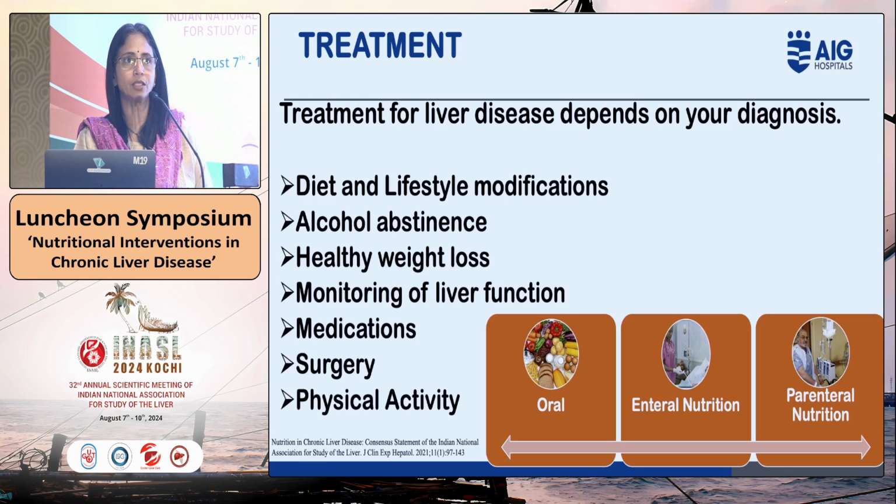We know that treatment has the following headings: diet and lifestyle modifications is one thing that is focused on, alcohol abstinence for those who are alcohol related, healthy weight loss for those who are obese, monitoring the liver functions with regard to the nutrition interventions and how it is changing, the impact of medication on their oral intakes, the impact of surgery or pre-surgical optimization, and the role of physical activity.